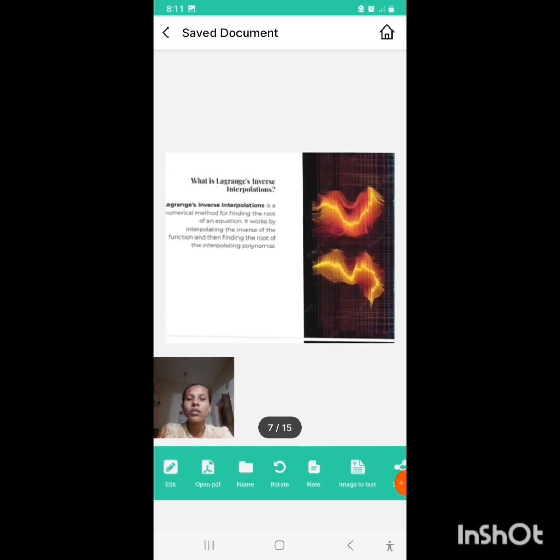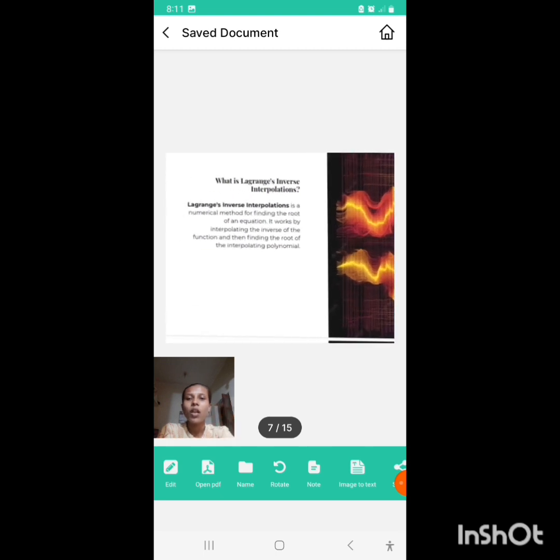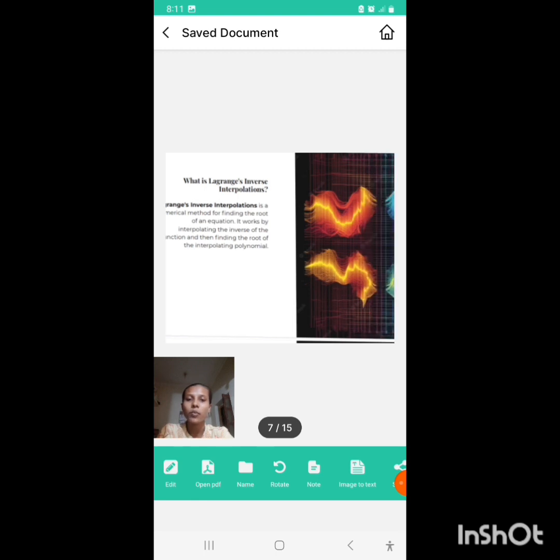What is Lagrange's inverse interpolation? Lagrange's inverse interpolation is a numerical method for finding the root of an equation. It works by interpolating the inverse of the function and then finding the root of the interpolating polynomial.